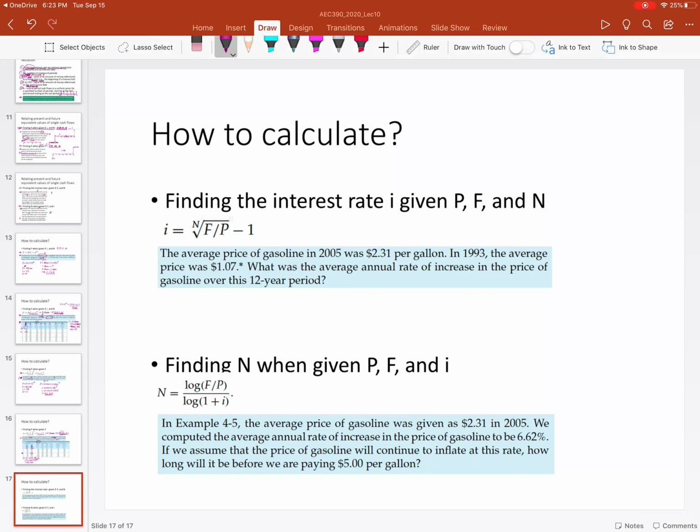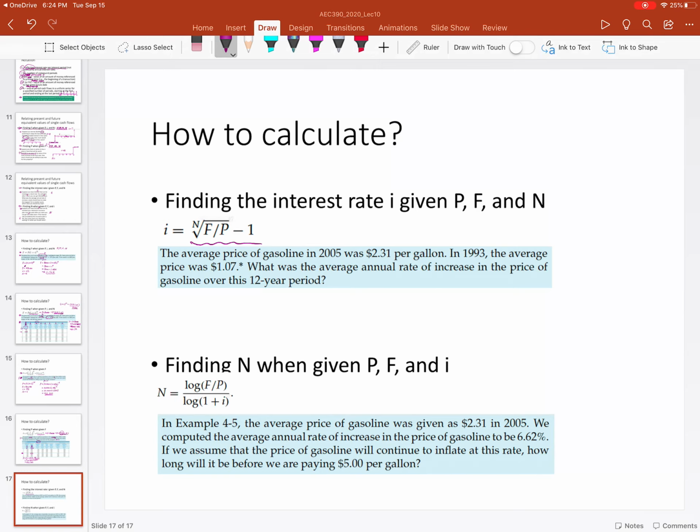And here, unfortunately, we cannot use the table method. We can only use the equations, okay? So to find out the I, this is the equation to use. It's a little bit complicated. Let's use that for this example very quickly.